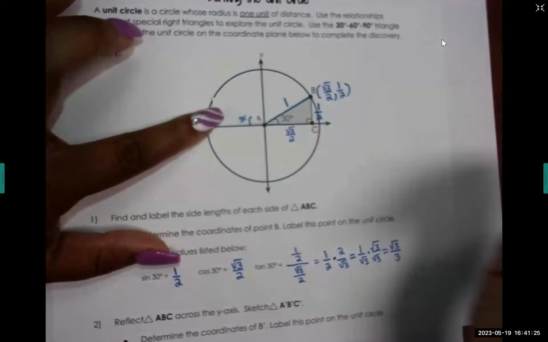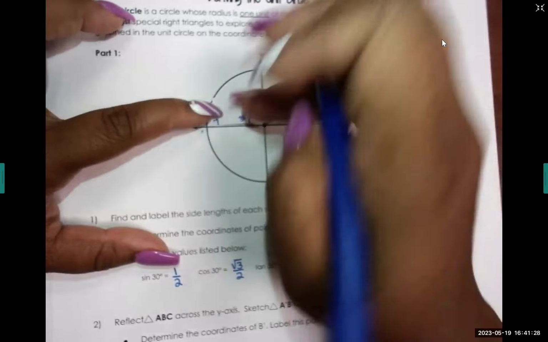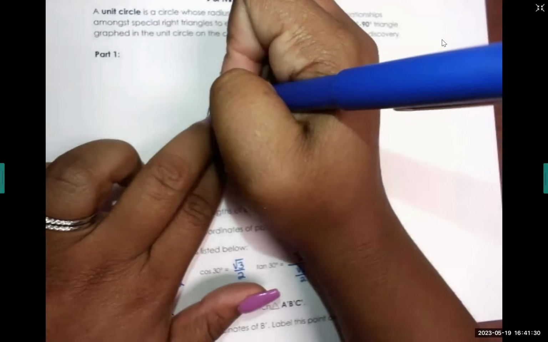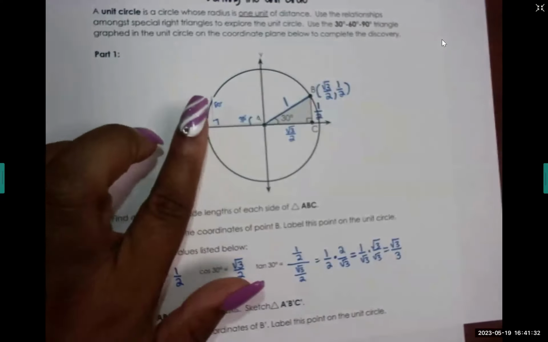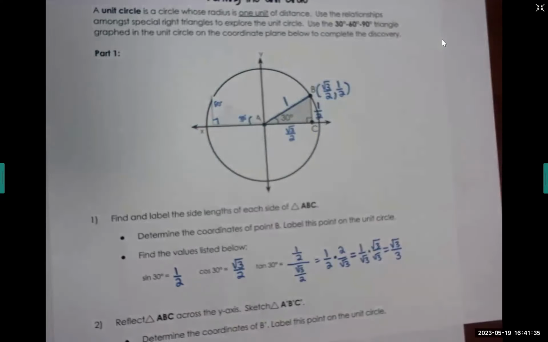So this is going to be my 30-degree angle. This is going to be my right angle. And then at the top here will be my 60-degree angle. So I know that the angle measurements are going to be the same, as well as the side lengths are going to also be the same. So I'm going to reflect.